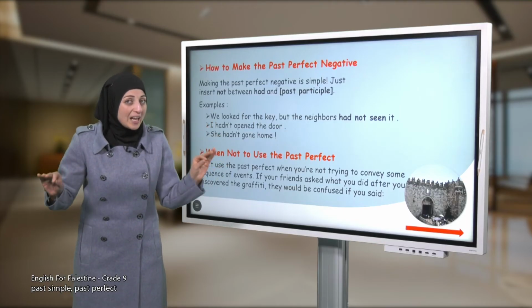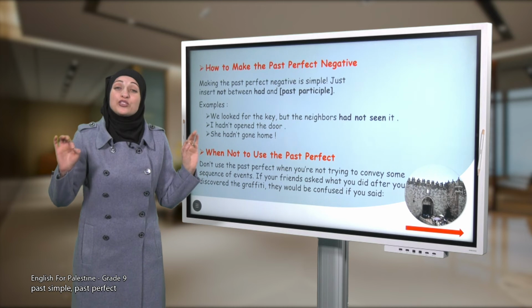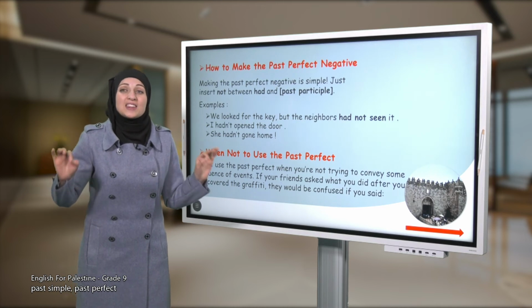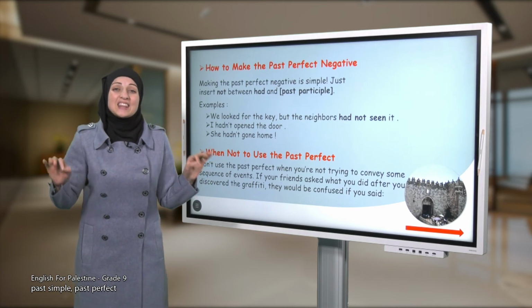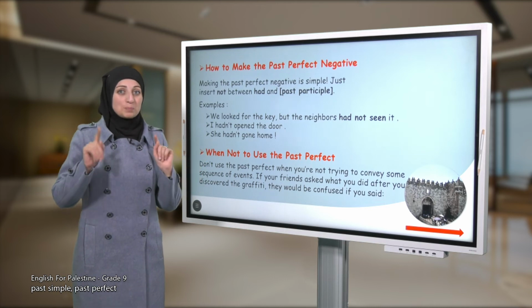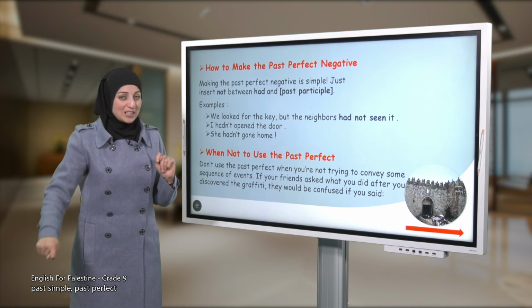Okay, concentrate. We add not after had, then we add the past participle to negate the sentences in the past perfect. Try to negate one sentence for me.